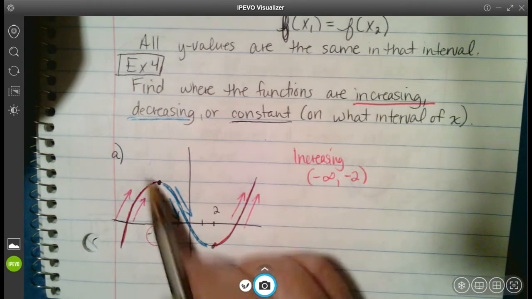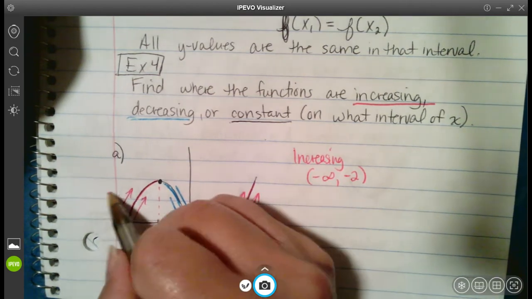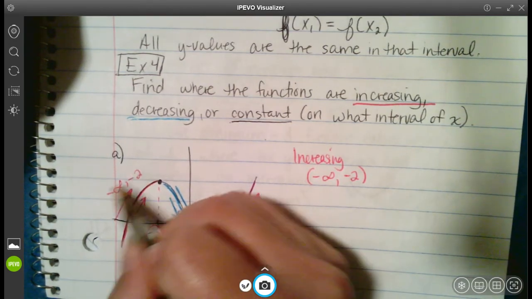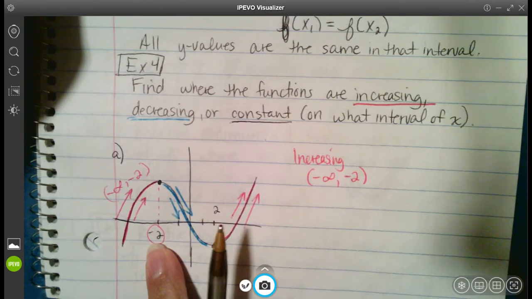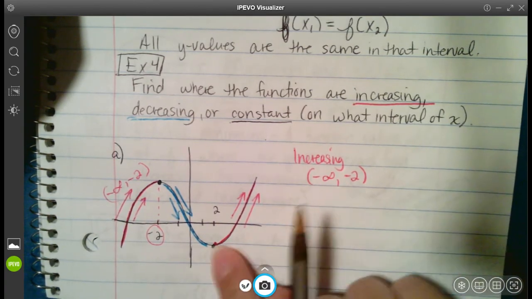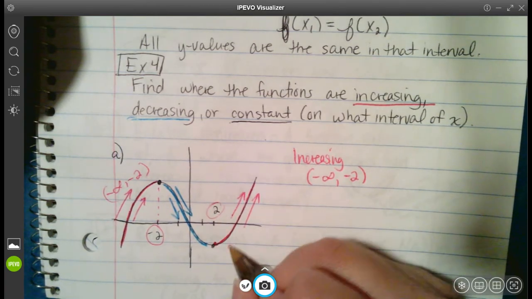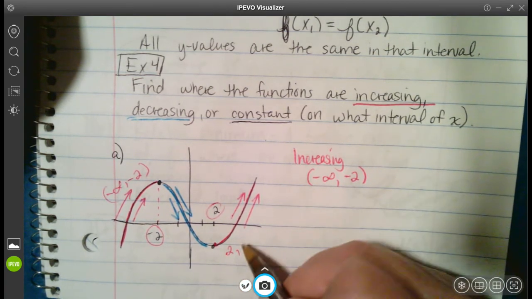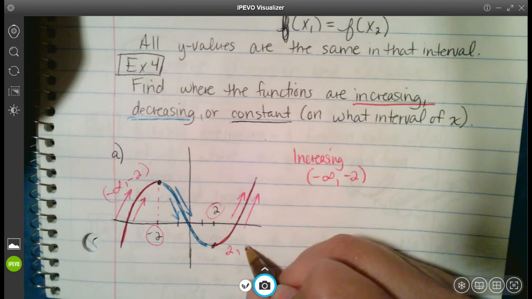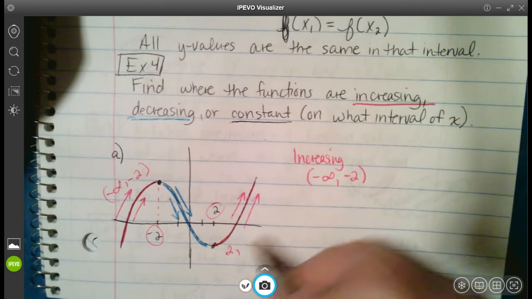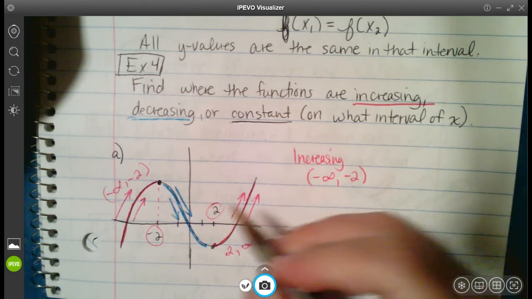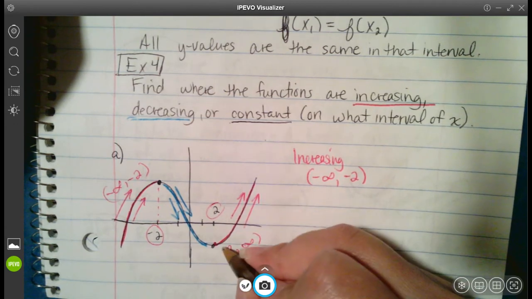That's this interval right here. So this interval is negative infinity to negative 2 on x. The second place where it's increasing is way over here. This one starts at 2, and it goes right forever. So that would be infinity there.